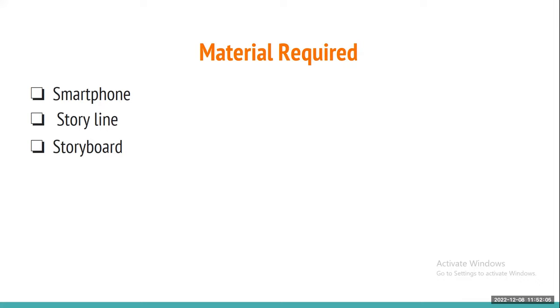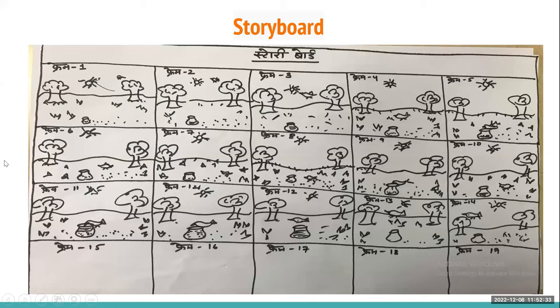And third is a storyboard. In the previous lesson, it was already explained to you what a storyboard is and why a storyboard is important to develop any animation, not only stop motion animation, but any animation, any video. Why is a storyboard important? It was already explained in the previous session. So here I'm showing an example of a storyboard.